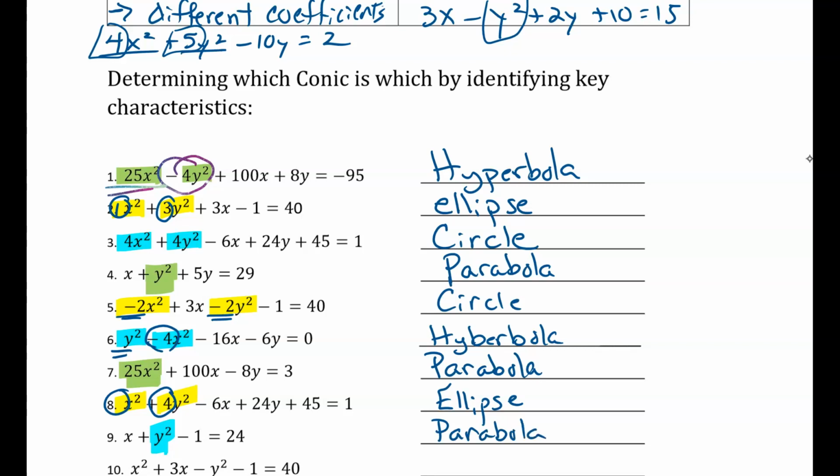All right, and then last but not least, let's look at this last one here. On it, we have the fact that we have 2 squared terms. But what's so big about this one? They have different signs. So right away, what shape do we have, my friends? That's right, a hyperbola.